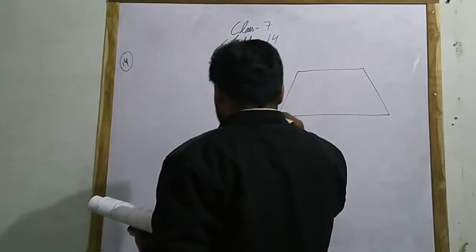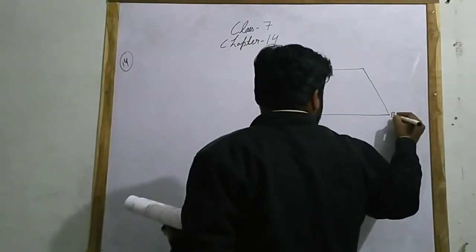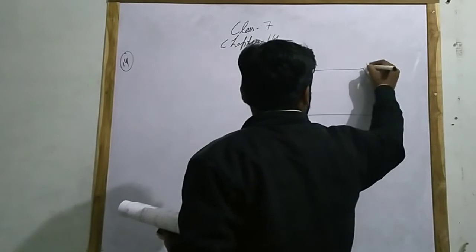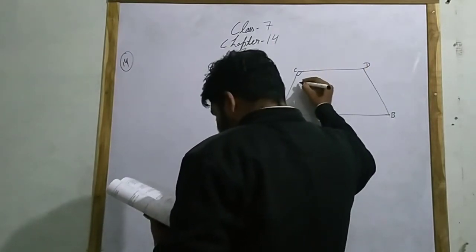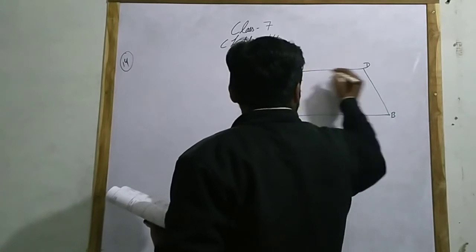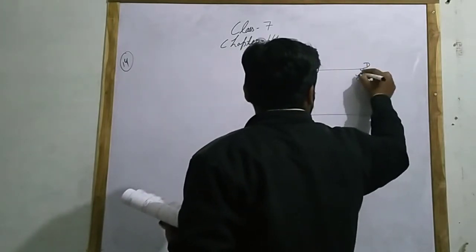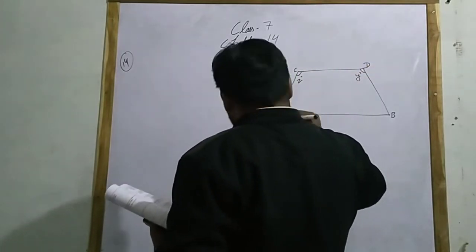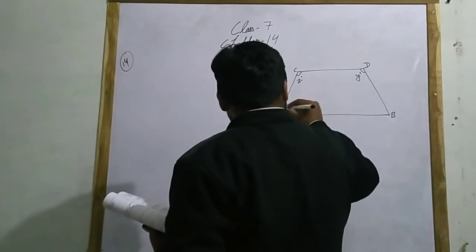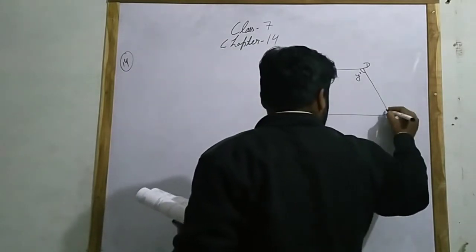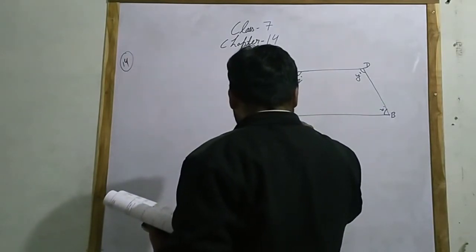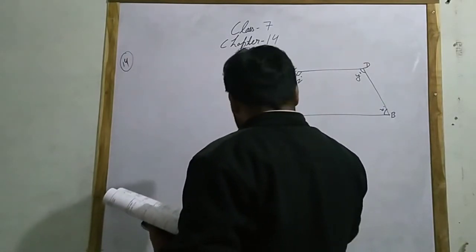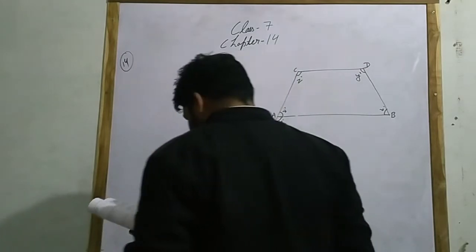It is given here A, B, C and D. This is your z degree. This is your y degree. This is your x, this is also x, and it is 125 degrees. And it is extended to E.